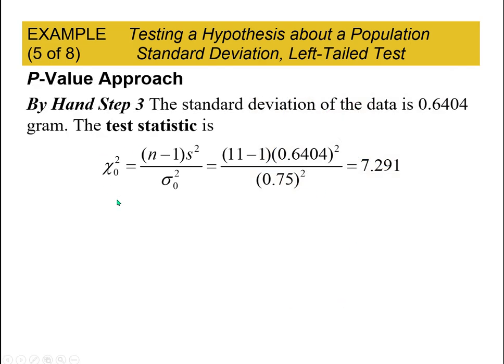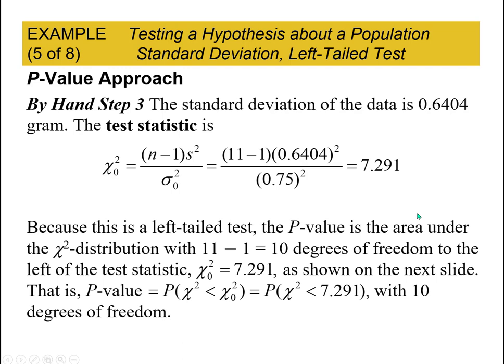Okay, so we're going to do this again. This time we're going to use the p-value approach by hand, and then I'll show you how to use technology to do the p-value approach. So same step 3, computing our test statistic is 7.291, and then remembering that we are doing a left-tailed test, we have our p-value based on our degrees of freedom, which is 10, and so it's going to be the probability of being less than this test statistic with 10 degrees of freedom.